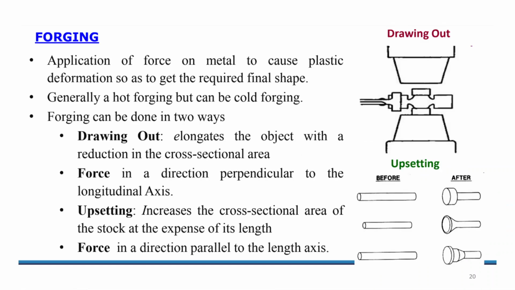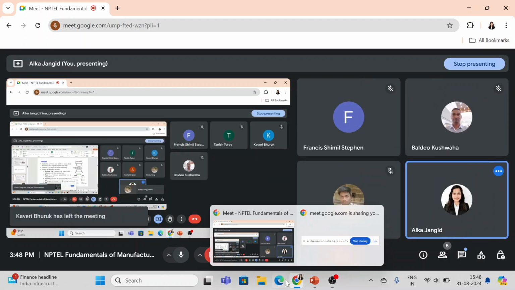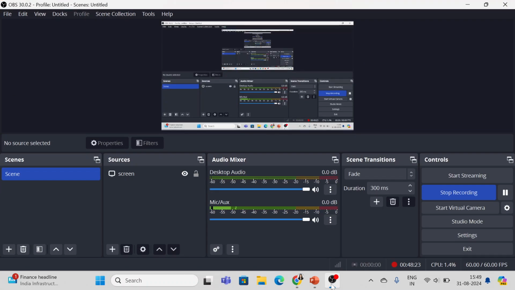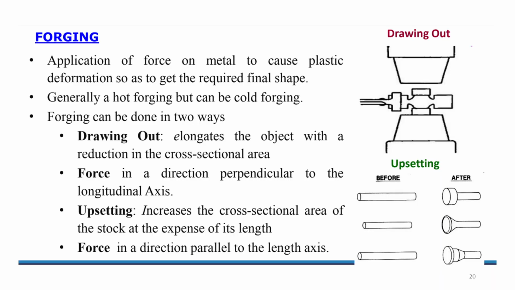Next is forging. In case of forging, there is application of force on metal to cause plastic deformation so as to get the required final shape. Generally it is hot forging, but it can also be performed in cold conditions. In hot forging, you provide a temperature above the recrystallization temperature to the workpiece. Now forging can be done in two ways: drawing out or upsetting.